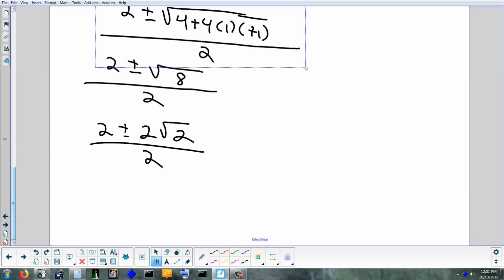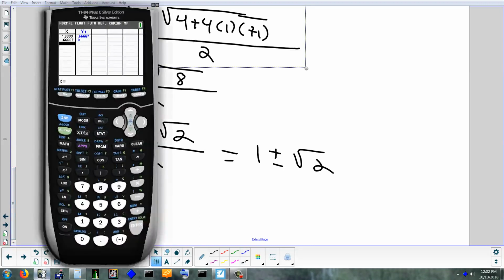Now you can cancel the 2, because you can cancel it here, here, and here. You have to do it in all 3 spots. So we get 1 plus or minus square root of 2. Those are my other 2 factors. 1 plus the square root of 2, 1 minus the square root of 2. You could easily check it by calculating. I'm not going to do both, but I'll just do one of them real quick. Let's calculate this root over here.